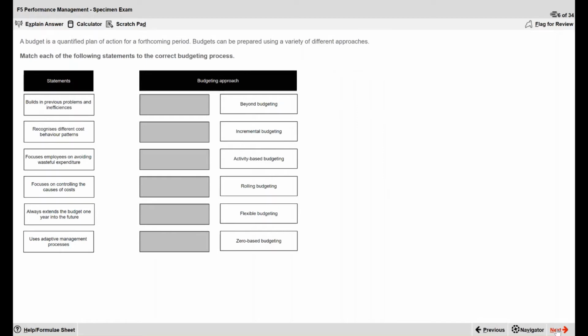Next, budget is a quantified plan of action for a forthcoming period. Budgets can be prepared using a variety of different approaches. Match each of the following statements to the correct budgeting process.